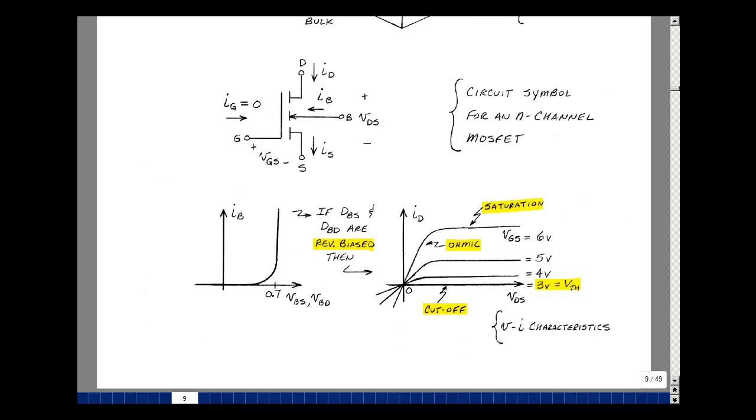We'll have three regions again. We'll call this the ohmic region, where it looks like a straight line, pretty much like a resistor. And then a saturation region, where the current saturates. And then a cutoff region, where the current's equal to 0.